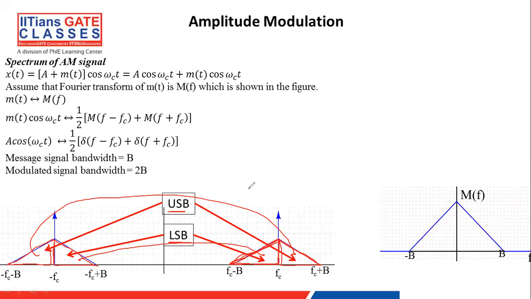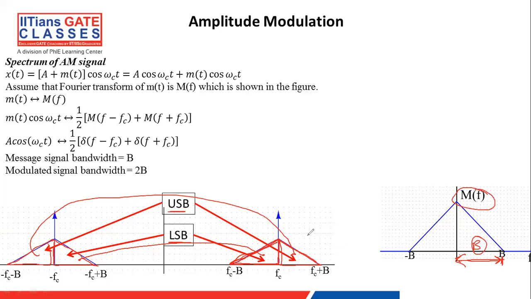Now let's come to the bandwidth. If you want to calculate the bandwidth of any signal, it is nothing but the frequency range over which it is non-zero. So here in this case, it is non-zero from 0 to B. We will just take the positive; we don't take the negative when we calculate the bandwidth. So here the bandwidth of this signal is B. The message signal bandwidth is B.